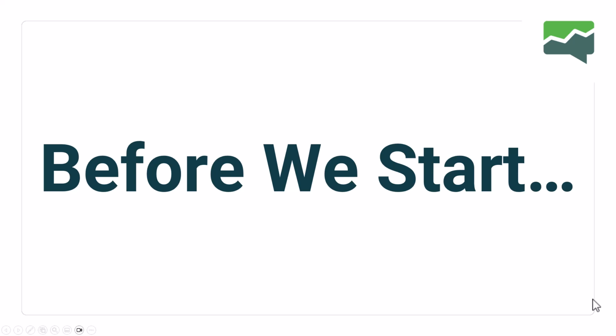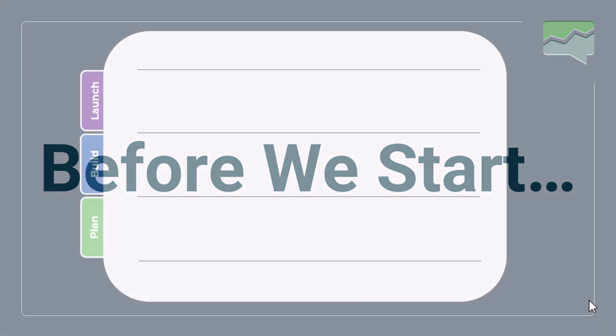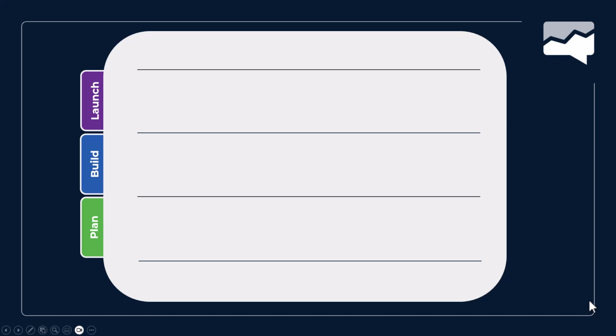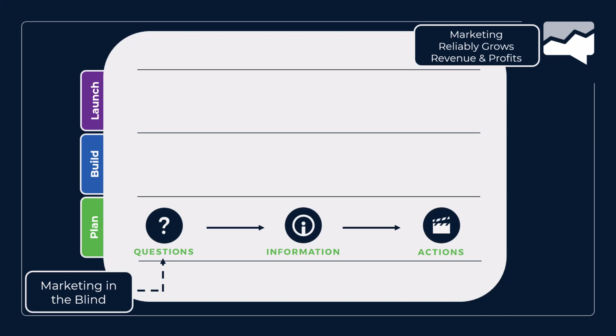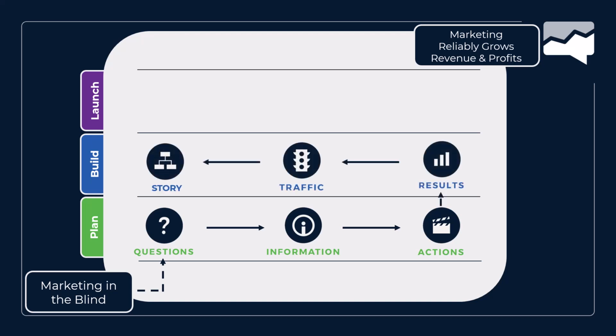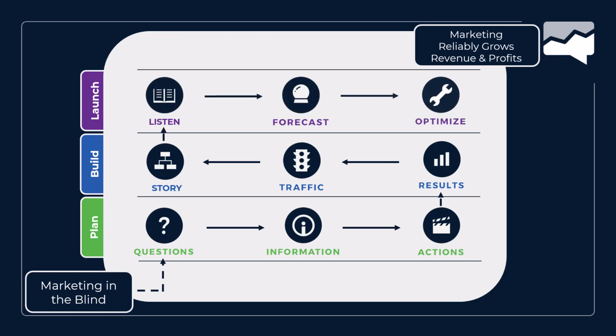However, before we start, I want to take you through where you are at with what we call the measurement marketing framework, where you go from marketing in the blind to being able to reliably grow your revenue and profit. So kind of not knowing what's working to being able to actually know what button to push, what lever to pull to get the results that you're looking for. And you go through those steps with plan, build, and launch. Inside your plan, you have to know what questions, information, and action you need to be able to do, then go through build, results, traffic, and story. And finally, in launch, you go through listen, forecast, and optimize.